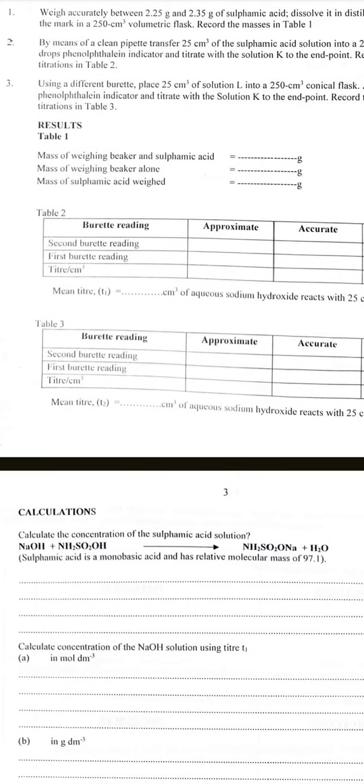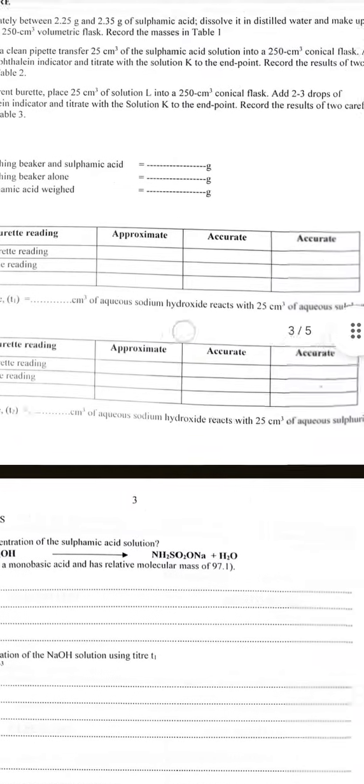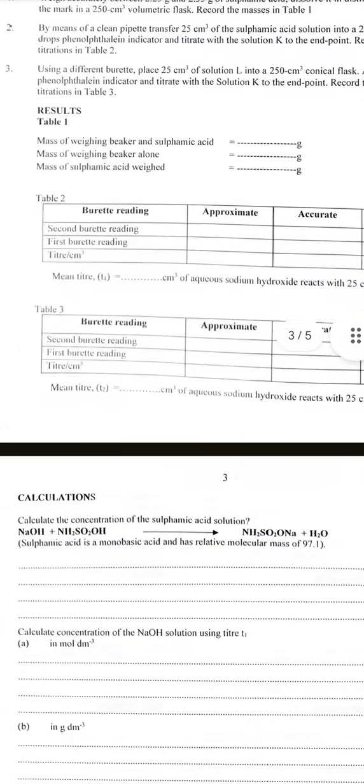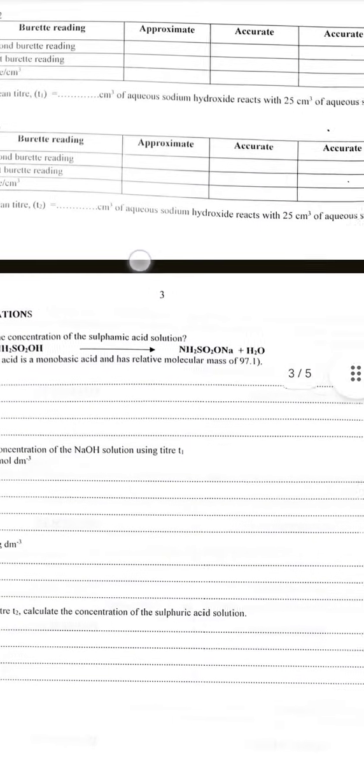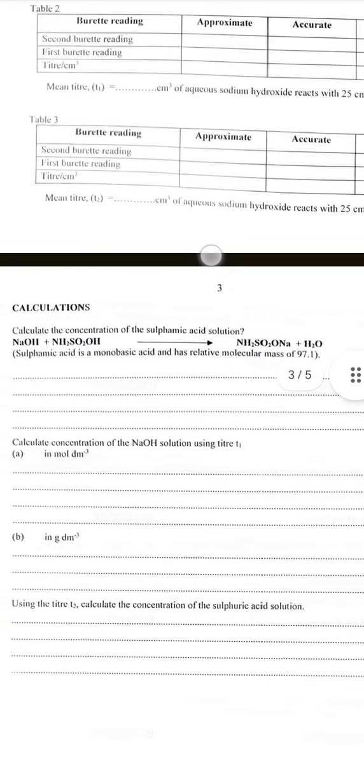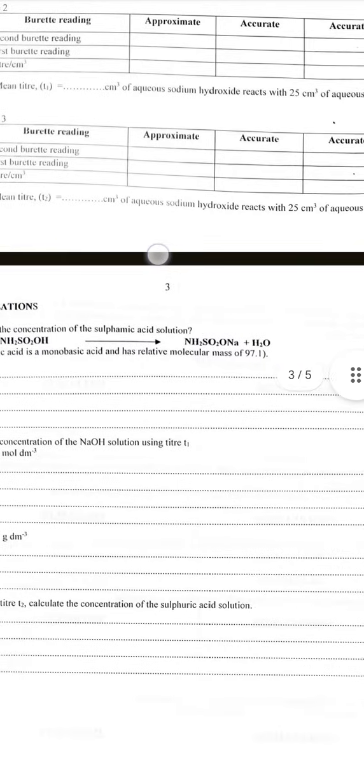So when you add the phenolphthalein indicator, it stays colorless in the acid. Then when you start titrating with the sodium hydroxide, the endpoint color is pale pink. Now you do the same thing as I explained previously, record your values into table 3, and find the mean titer 2, and that is the volume of sodium hydroxide that reacted with 25 cm cube of sulfuric acid.